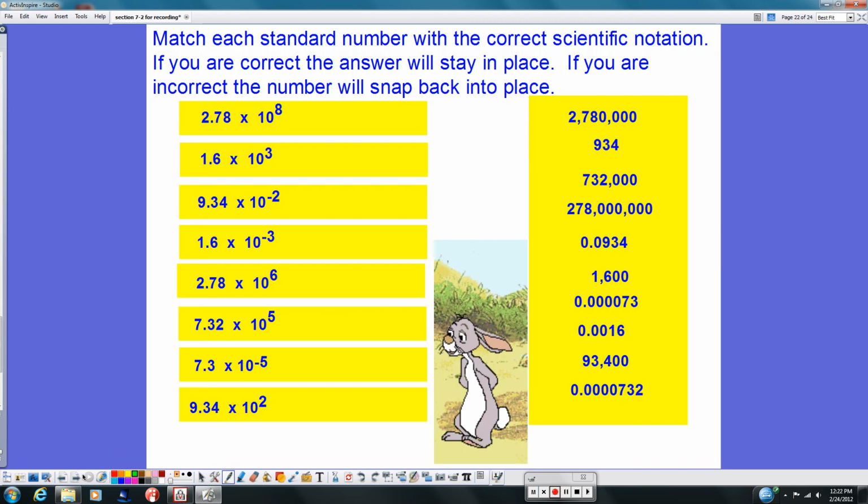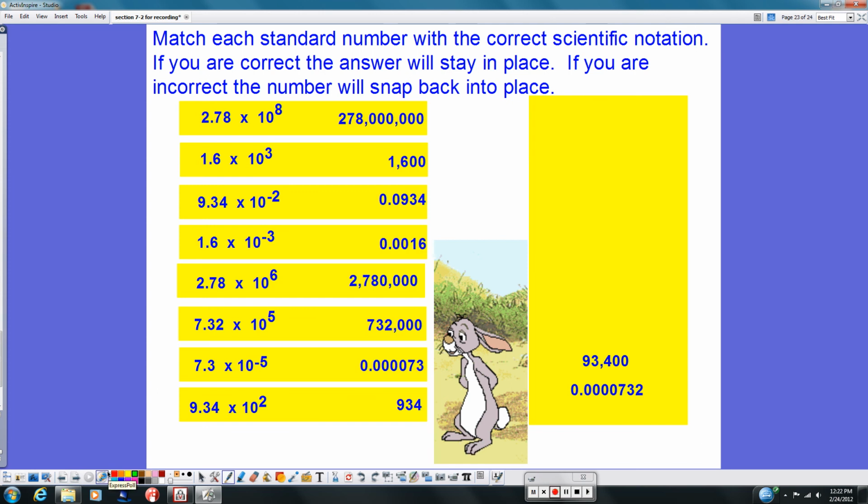Let's match these up. Take a few minutes, do these problems, and then come back and we'll see how you did. So, here we go. Go ahead and check your answers.